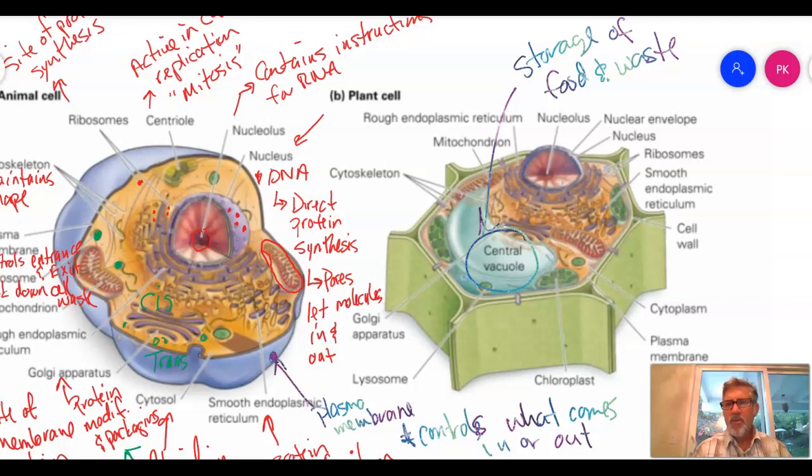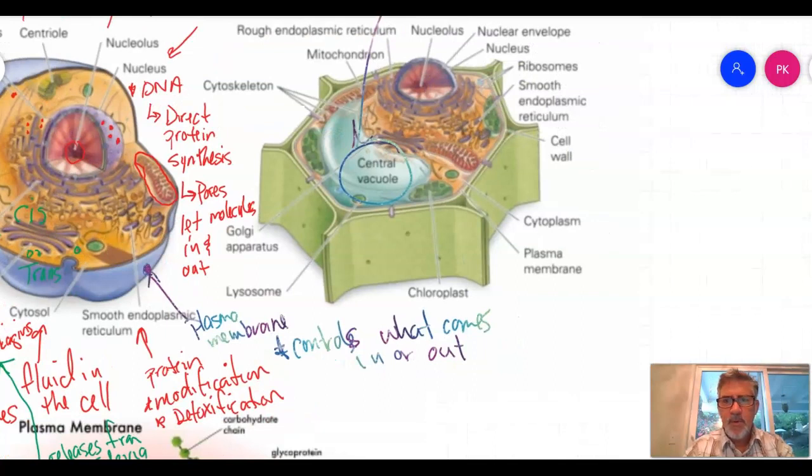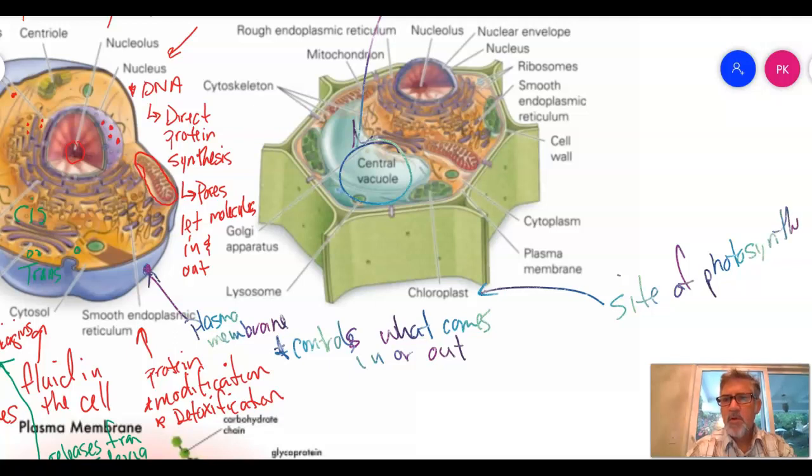But for plants, remember, well, you don't know, you can't remember yet, but you might. Plants do photosynthesis. They make their own food. They're called autotrophs, we'll talk about later. And so when they make their own food with these chloroplasts, they'll store it in the central vacuole. All right. So chloroplasts, that's going to be the site of photosynthesis.